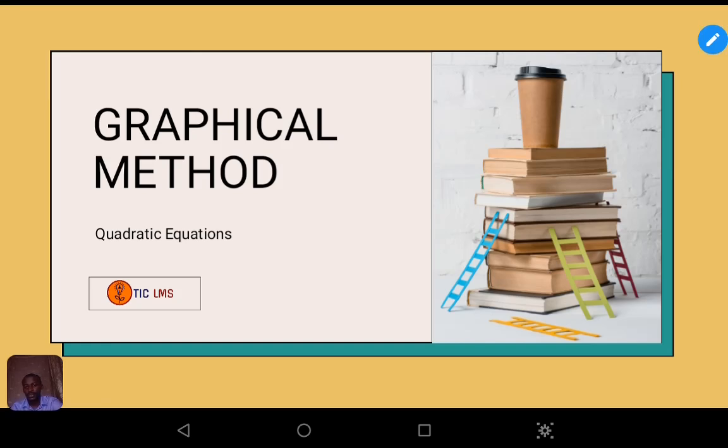My name is Adeboye. So we shall continue solving quadratic equations, and this time around we are using the graphical method. Now, in some of our videos, we've used factorization, complete the square, and formula method. So you can check the channel to see examples of that. Now, we want to use graphical method to solve quadratic equations.